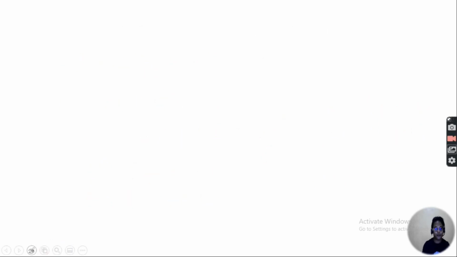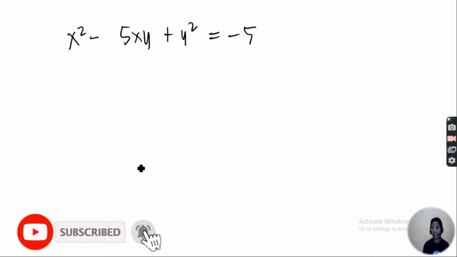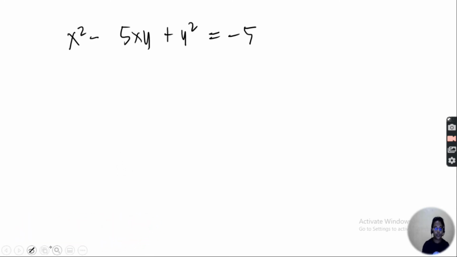So, find po natin yung ating derivative, or the first derivative of x squared minus 5xy plus y squared is equal to negative 5. So, in this case, ang gagamitin po natin, we are going to use the implicit differentiation po. So, we have derivative of x squared is 2x. Since we have two variables, x and y, so we are going to use the product rule.